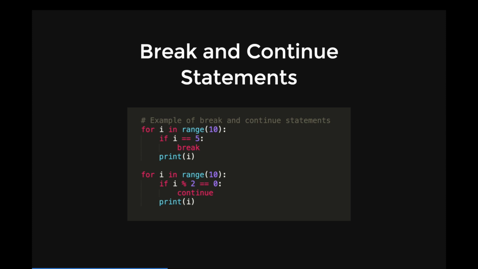Understanding control flow statements is essential for writing efficient and effective Python code. They allow you to make decisions, repeat actions, and control the flow of your program based on specific conditions.